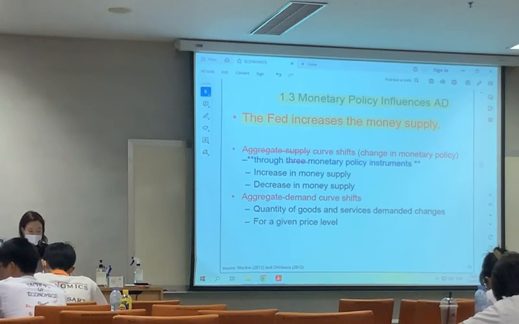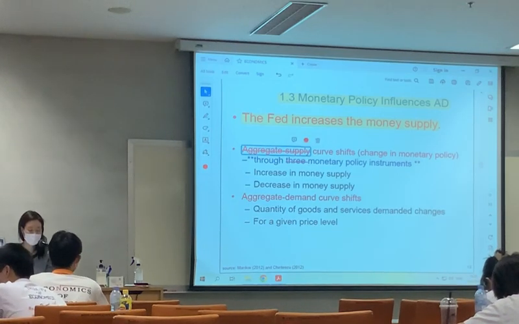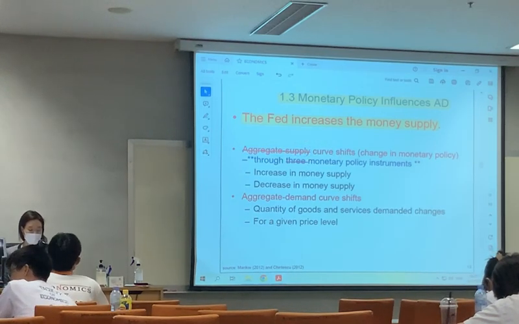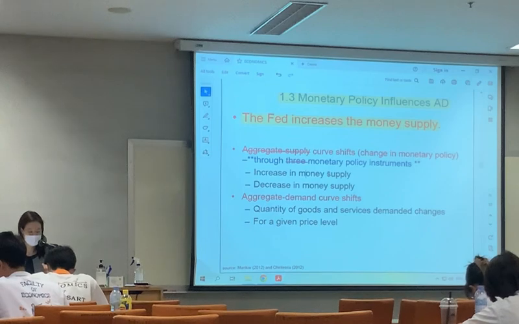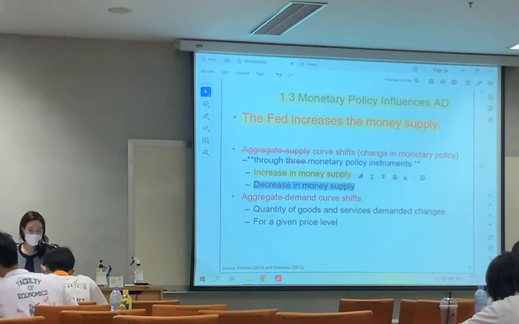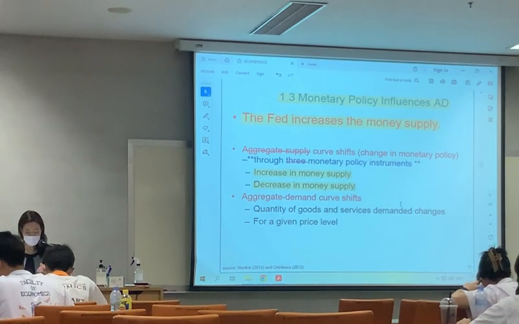So when money supply, okay, you just change from aggregate supply to the money supply curve. When it shifts, it can shift rightward or leftward. If it increases, money supply will shift rightward. If it reduces, money supply will shift leftward. Okay, now let's see what happened.